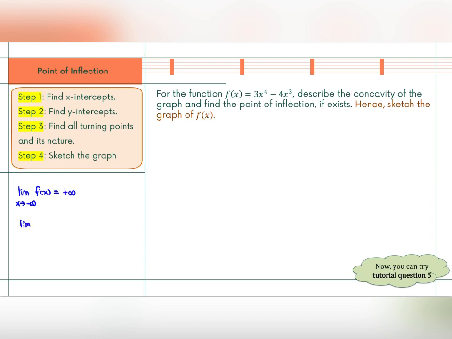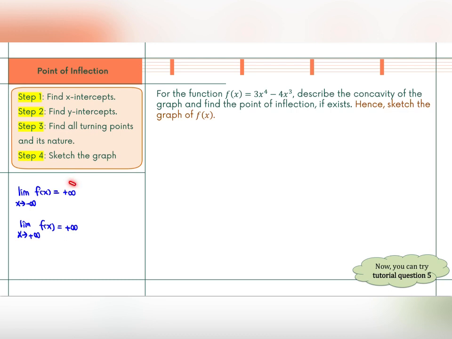And then as limit of x approaching positive infinity of our function. So now let's try to substitute 1000. Okay, so let's say kita ada 1000. So now we have a positive value as well. 2.996 times 10 to the power of 12. So positive infinity as well.